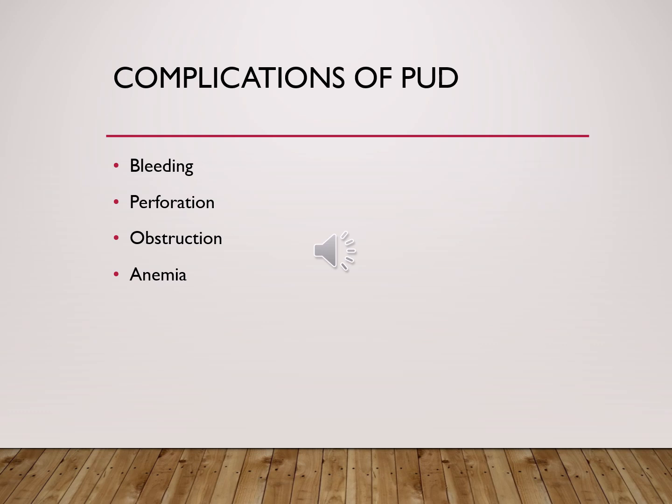Complications of peptic ulcer disease: bleeding, perforation, obstruction, anemia. These are the complications.